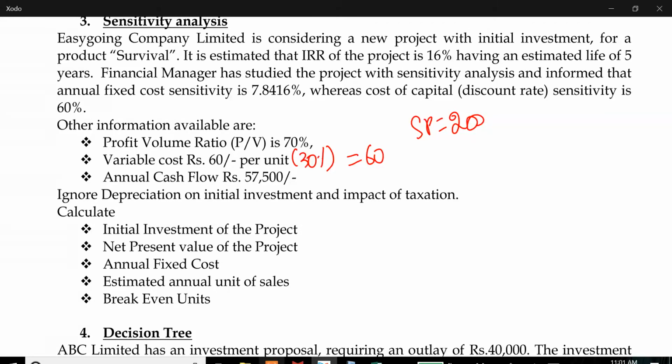Cost of capital, KE. So how will you find? We have to change sensitivity 60%. For base, a change of 60% on 100. So the KE, probably we have the perpetuity formula wherein KE is equal to cash flow divided by... no perpetuity.